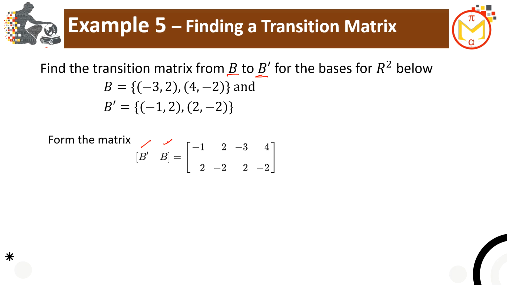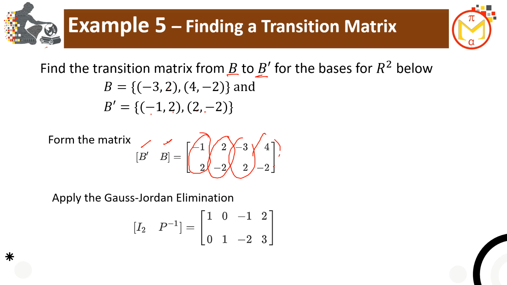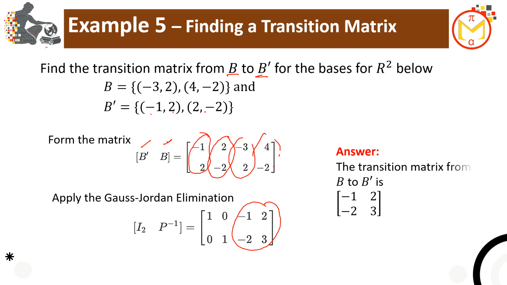Then you have negative 3, 2 for B. So B prime first. B prime negative 1, 2, negative 1, 2. And then you have 2, negative 2. Then you have negative 3, 2, 4, negative 2. The row becomes the column. So apply the Gauss-Jordan elimination. So you have here our solution. That's the transition matrix from B to B prime.